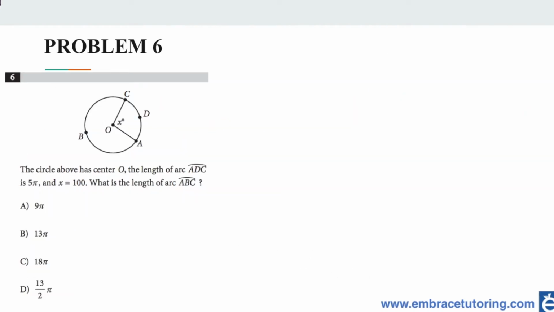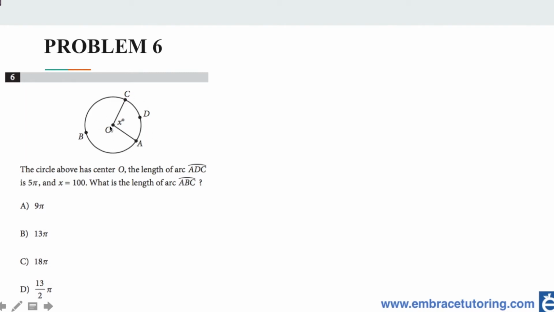Now, problem 6 states: the circle above has center O, the length of arc ADC is 5 pi, and x equals 100. What is the length of arc ABC? So here I have arc ABC. Notice it's the other side of the circle, and ADC is the remaining piece of the circle, and this entire thing altogether, ABCDA, is the entire circle.